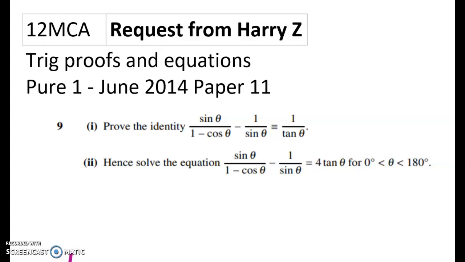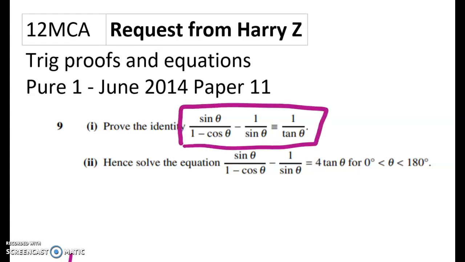This is a request from Harry on trig proofs. So I'm going to do this question from one of the 2014 papers. Apologies in advance for the percussion in the background, but I can't do too much about it. So what we're going to do here is prove this identity, and we're going to work from the left-hand side through to the right-hand side.